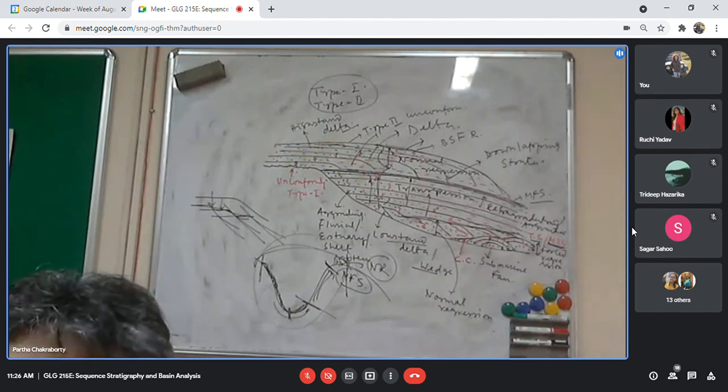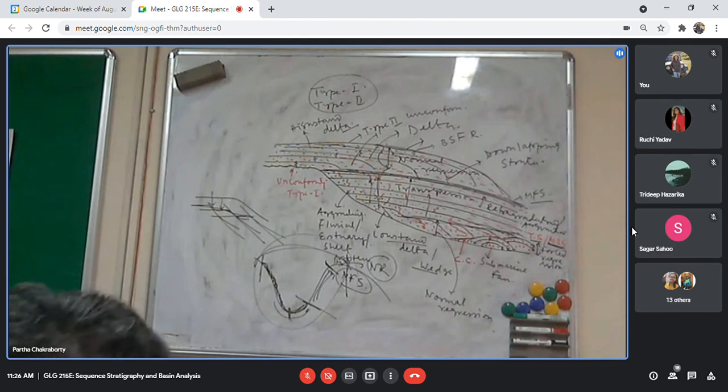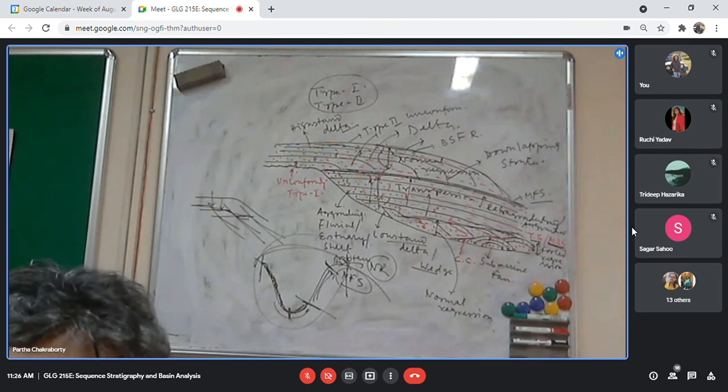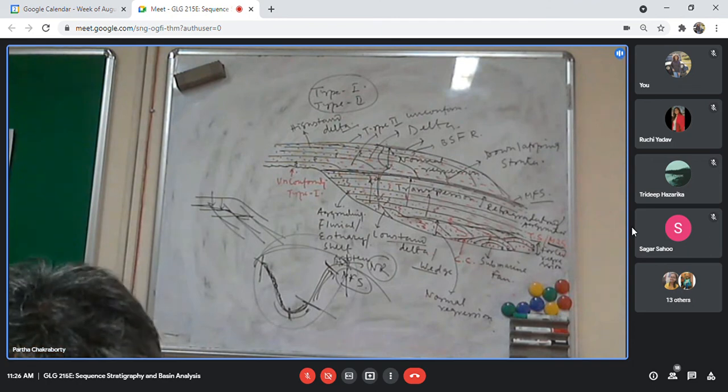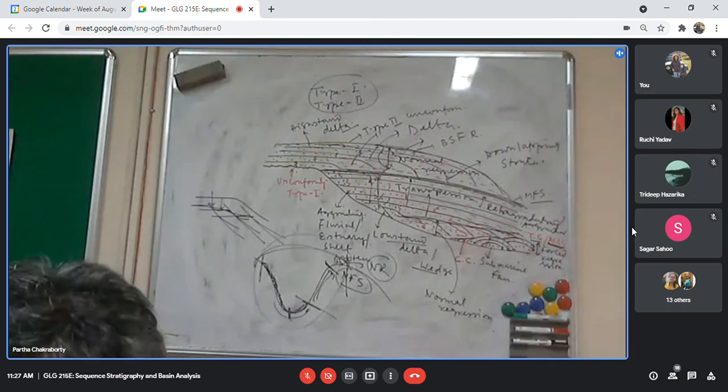Okay. So we'll continue with this in the next class, with a lot of ramifications of what we have already discussed. There are a lot of ramifications of that, and they basically control our further thinking process about the sequence development pattern.